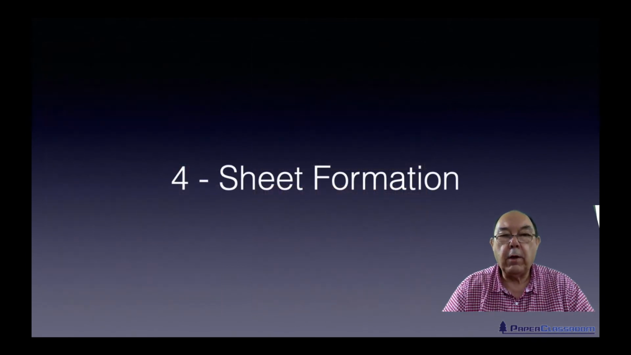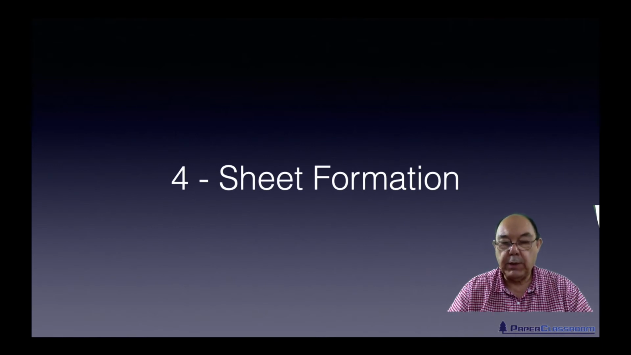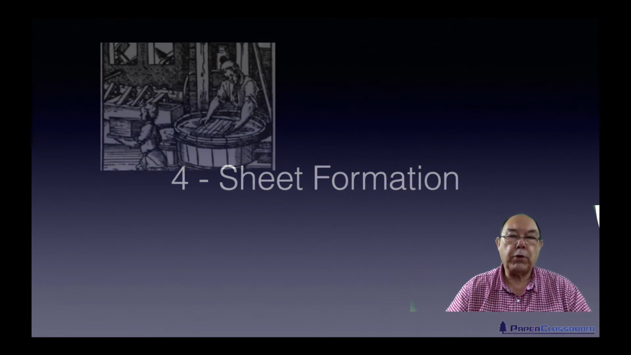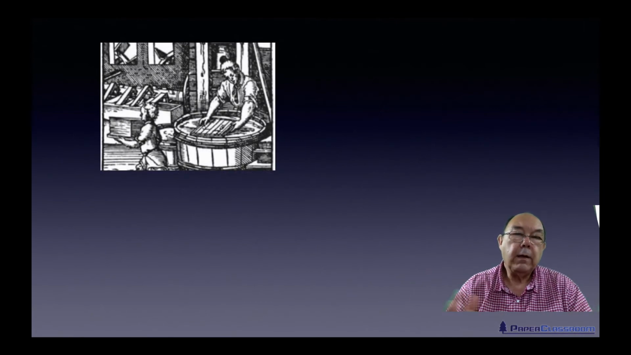The fourth learning outcome is you need to know about sheet formation. How was the sheet formed originally? How is it formed today? And what sorts of transitional equipment did it go through? This picture here illustrates how papermaking was done 100 AD, 105 AD.